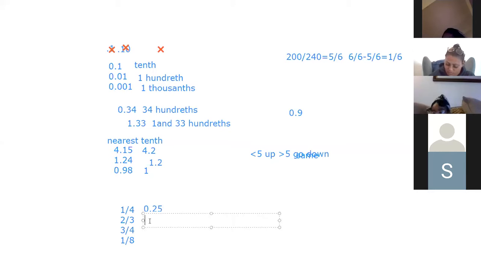2/3 is 0.66. Okay. 3/4 is 0.75. That's right. And 1/8 is 0.125. Very good. Okay. So one of the easier ways to add all these up or multiply or divide or whatever is to change them to a decimal and pop them in your calculators.